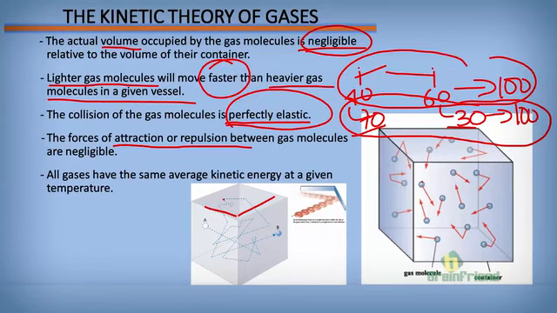As you can see in this image, one gas molecule can be here and another can be a considerable distance away from the other gas molecules, because there is no force of attraction binding or holding them together. Another assumption is that all gases have the same average kinetic energy at a given temperature. At a particular temperature, all gases have the same average kinetic energy.